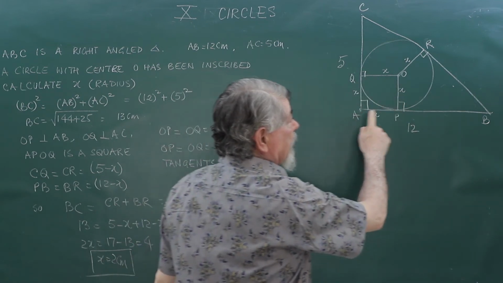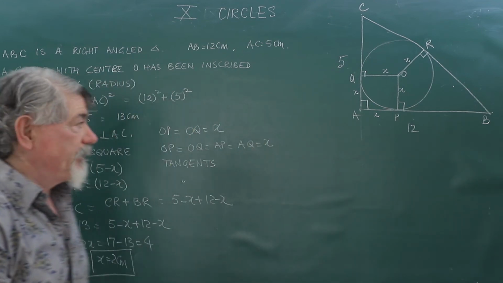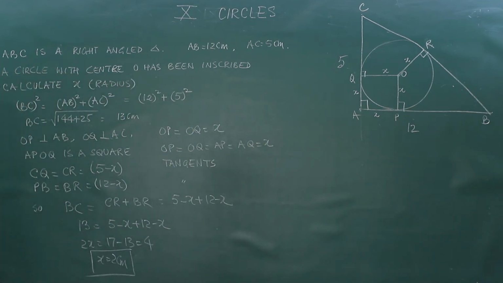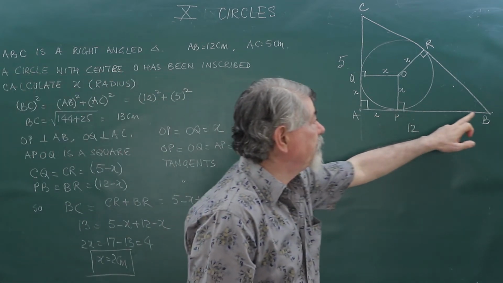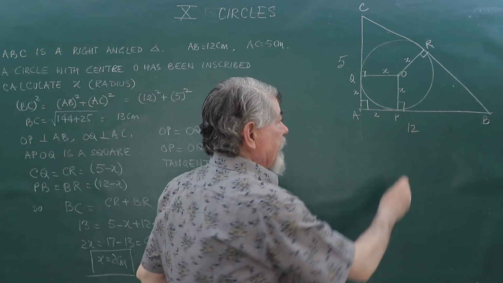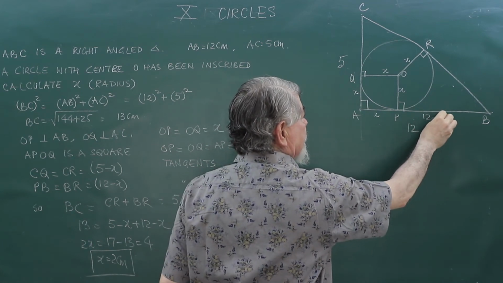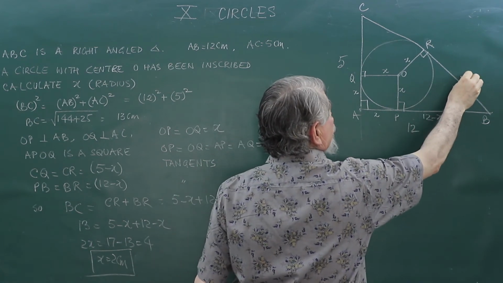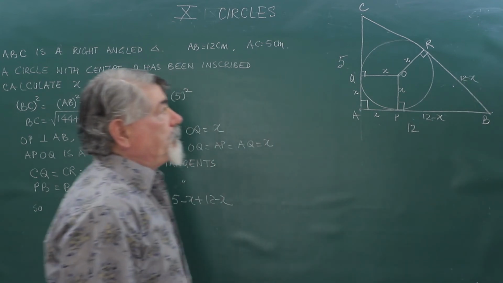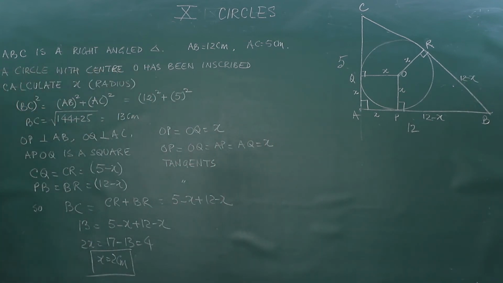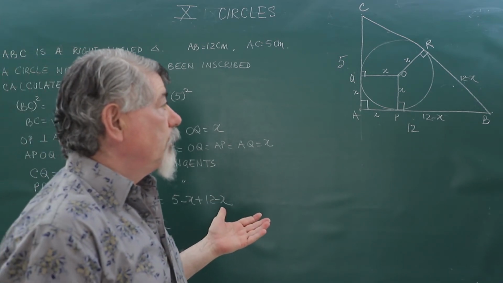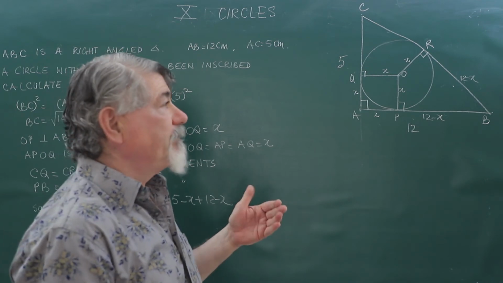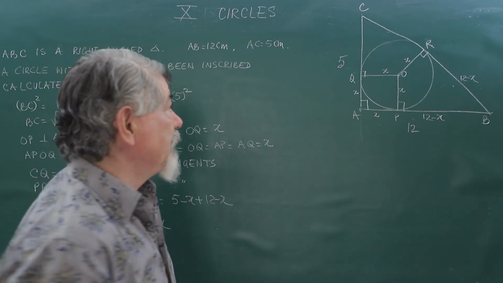Now this complete length AB is 12 centimeter. So I can calculate PB to be how much? 12 minus X. And this will also become 12 minus X. Why? BP will be equal to BR because we are drawing two tangents from B to the circle. So BP and BR are tangents, they are going to be equal in length.